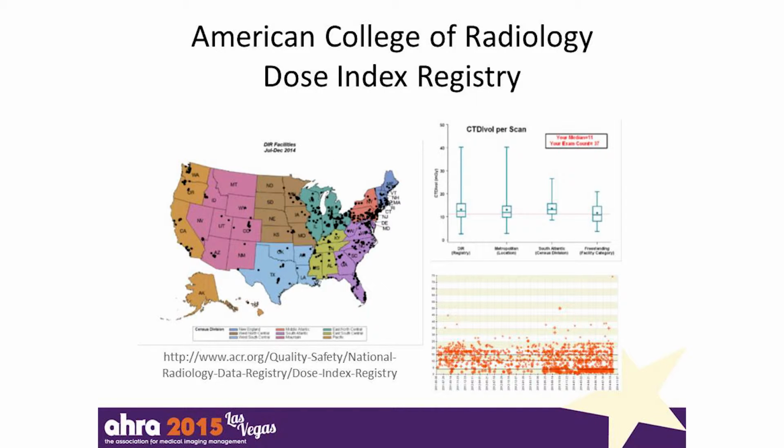On top of that, there's also the American College of Radiology Dose Index Registry. You're probably all familiar with this. Essentially, it allows you to submit your radiation dose indices to a database with others from across the nation, and you can then compare your results versus the rest of the nation, as well as other people in your region or similar institutions.